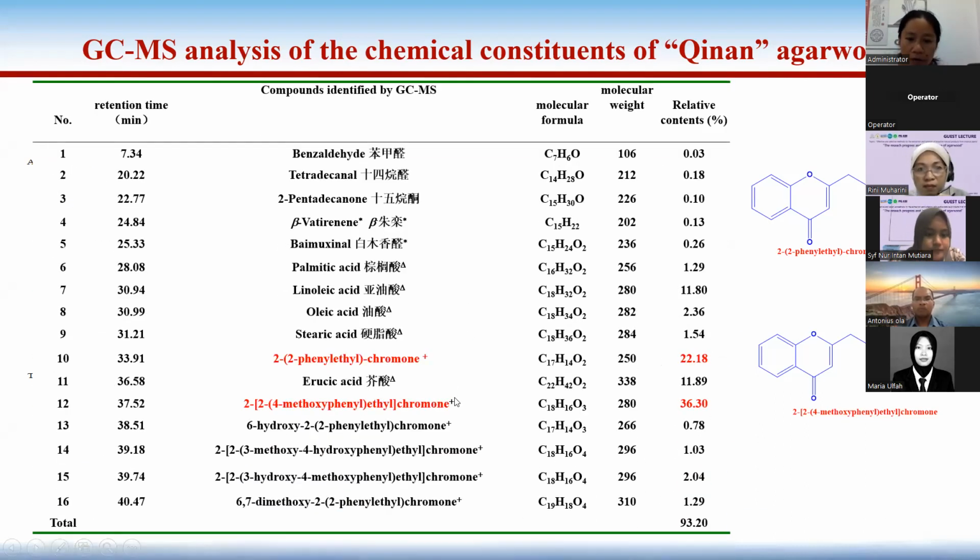These two compounds after fire here. This is the GC mass result from Qinan agarwood. Look at the quantity, it is very high here. Almost these two compounds in total have more than 60. And actually, these two compounds after the fire give more smell than the quinidines.